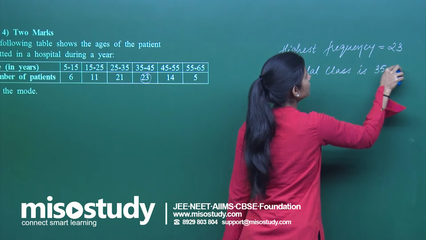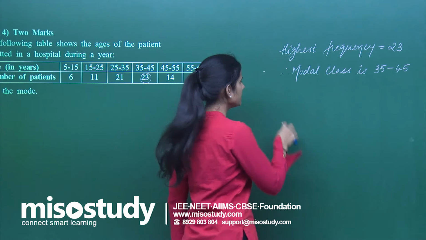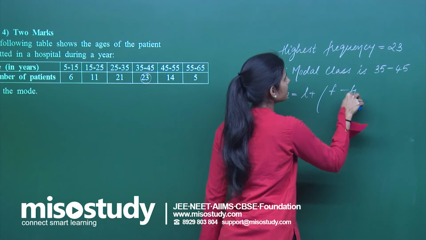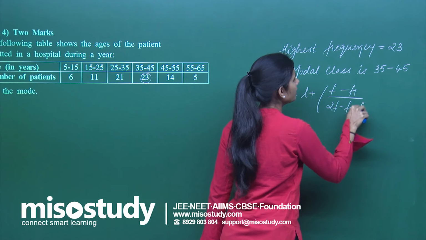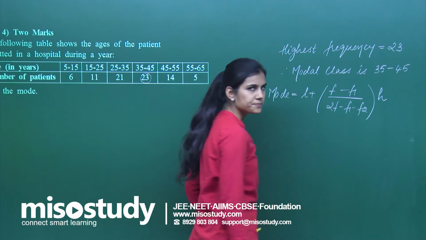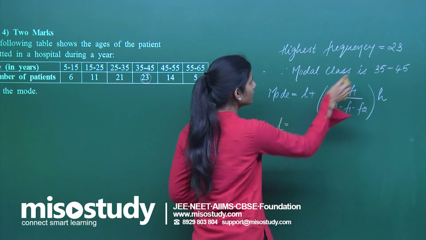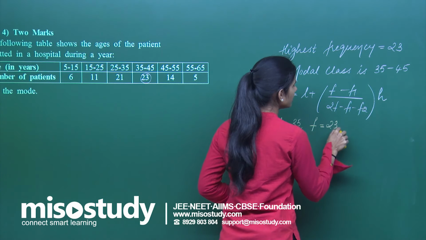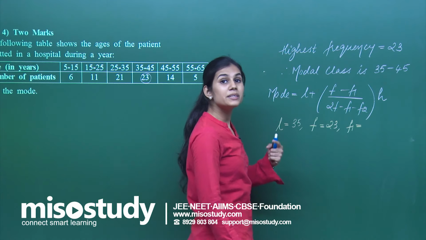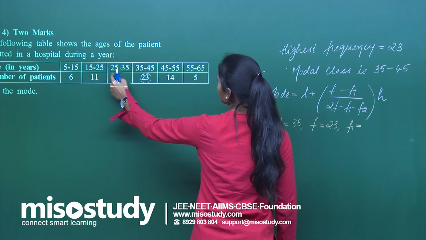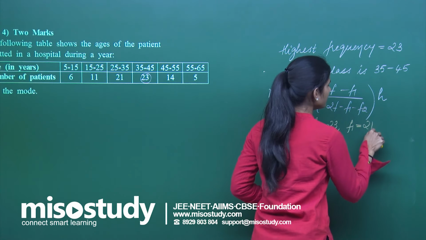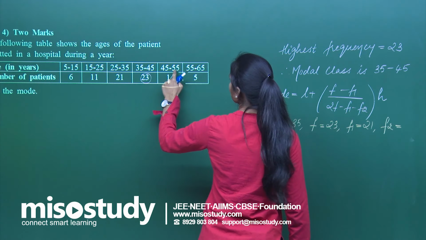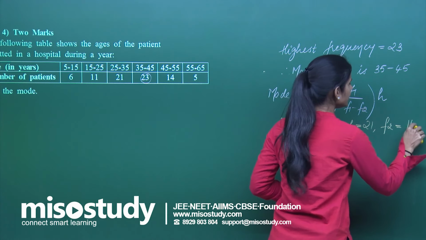It is 35 to 45, right? Then I know what my mode is. Mode is L plus (f minus f1) upon (2f minus f1 minus f2) into h, where L is the lower limit of the modal class, which is 35, f is the frequency of the modal class, which is 23, f1 is the frequency of the class preceding the modal class. Preceding the modal class is 25 to 35, its frequency is 21. f2 is the frequency of the class succeeding the modal class. Succeeding the modal class is the class 45 to 55, its frequency is 14.